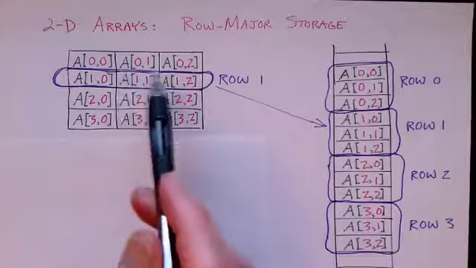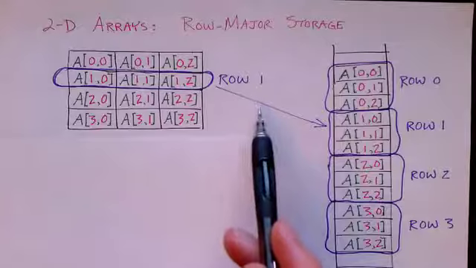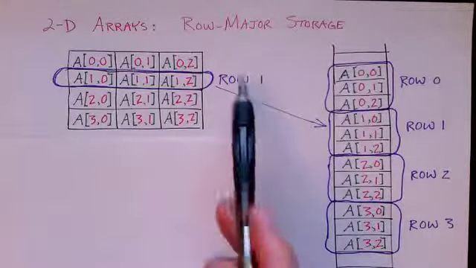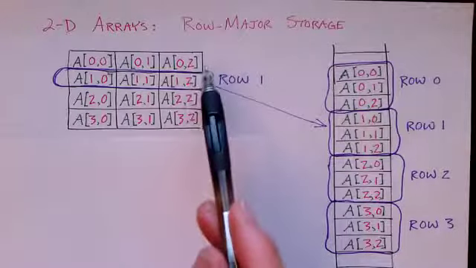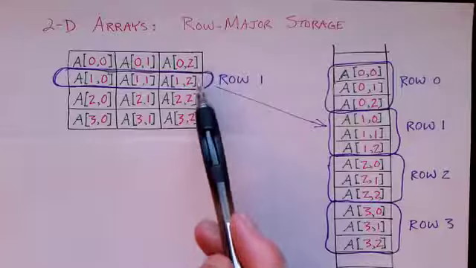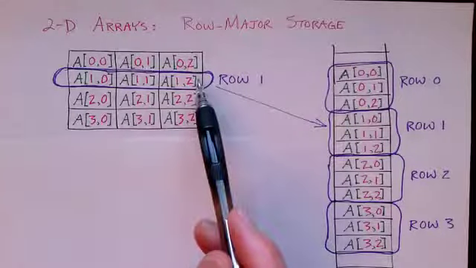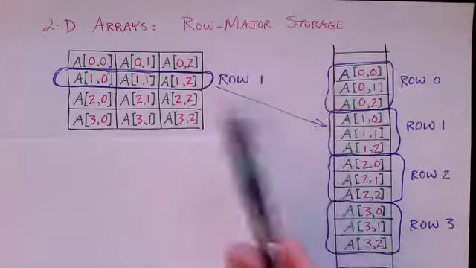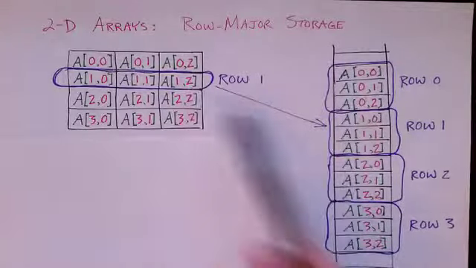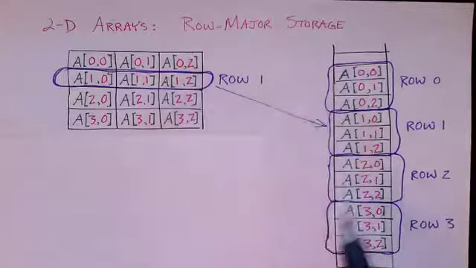How is this thing put into memory? Well, the programming language C and many other programming languages use what's called row major order. In other words, they store this row all contiguously in memory, followed by the next row, followed by the next row, followed by the next row. So here I've put this array in memory. In other words, I've taken this two-dimensional array and linearized it.